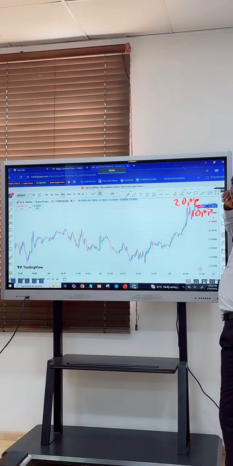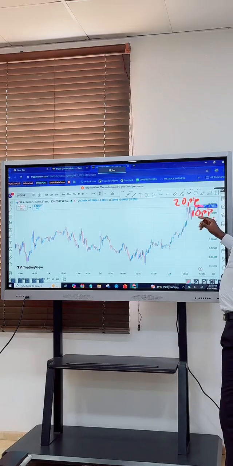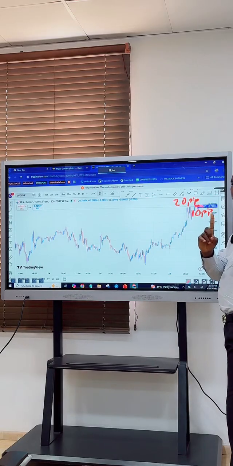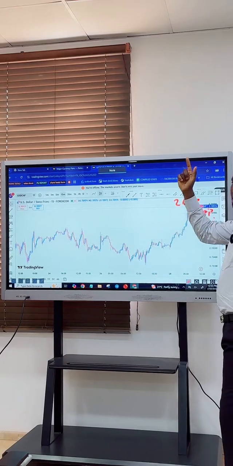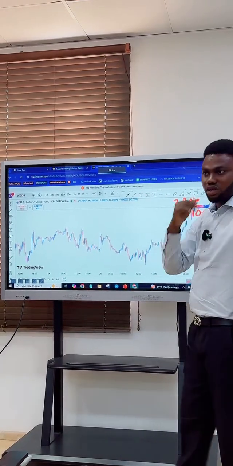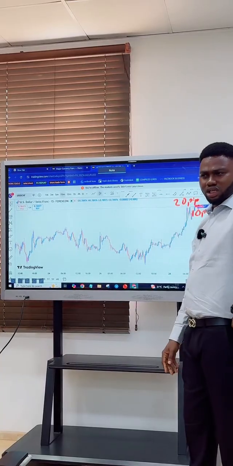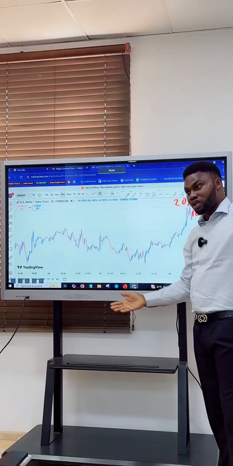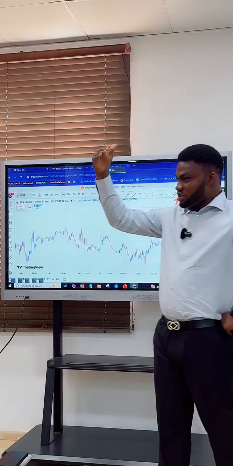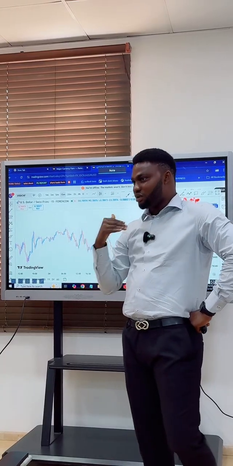Since I'm targeting 20 pips, that means if I'm using 1.0 lot size, my target is 200 pips, and my risk is 100 pips. Is it clear? If I'm using a mini lot size of 0.1, my target is 20 pips, and my risk is 10 pips.